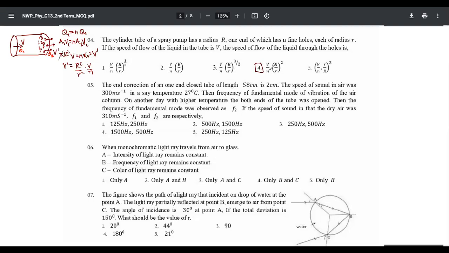Fourth one, isn't it? Fourth one, no? Fourth one, because we have v over n, r squared over simple R squared is given as capital R over simple R, whole thing squared. So it's check. Right. Fifth one.